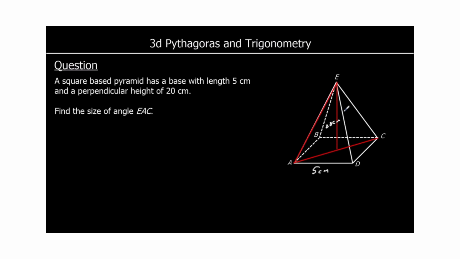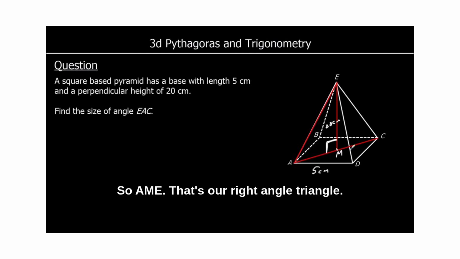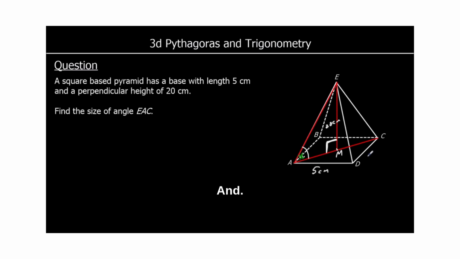So we've got a right angle triangle in the middle, using the perpendicular height, from the middle of AC, so AME, that's our right angle triangle. We know EM is 20 centimeters. We're finding this angle X here, and we don't know any other information, so we can work that out using Pythagoras.